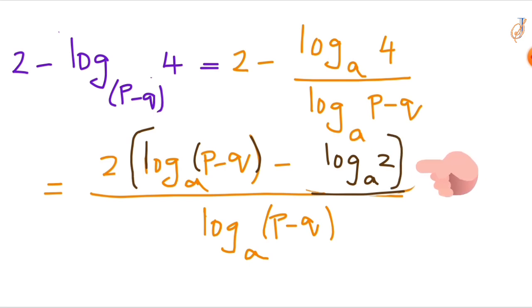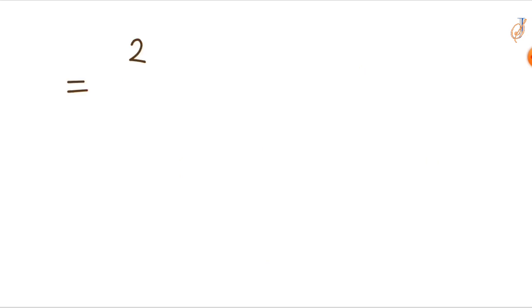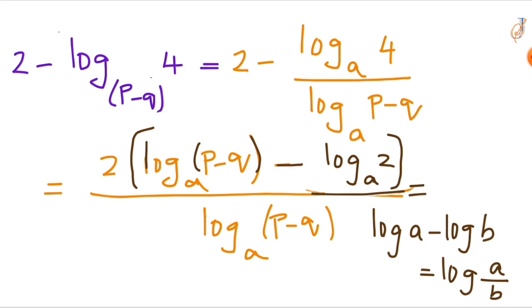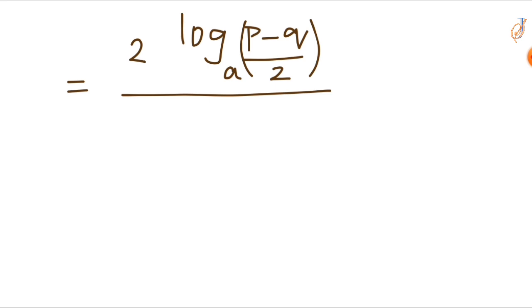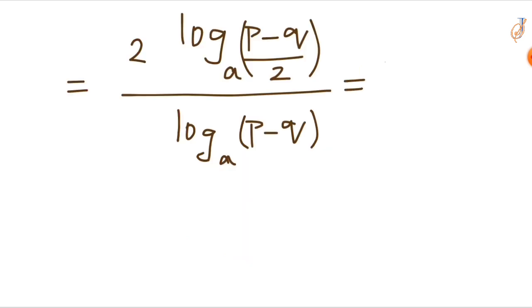Now here it is in the form of subtraction, so we can use one more logarithm property: log a minus log b can be written as log a over b. We can write our expression as 2 times log_a((p − q)/2) in the numerator. After using this logarithm property, we wrote log((p − q)/2), that is the numerator term. Now you have to write the denominator part, that is log_a(p − q). This is the RHS numerator term.